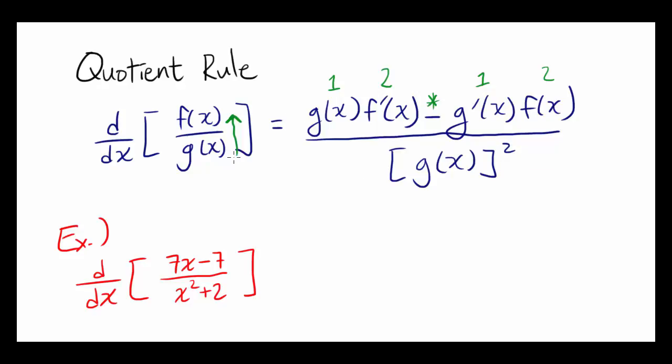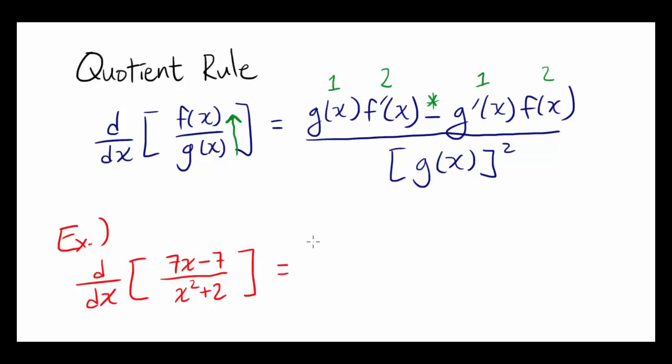Let's review this one more time. Bottom function times the derivative of the top, minus the derivative of the bottom times the top, all over the bottom squared. Now let's try to use this in this example. The derivative with respect to x of 7x minus 7 over x squared plus 2.